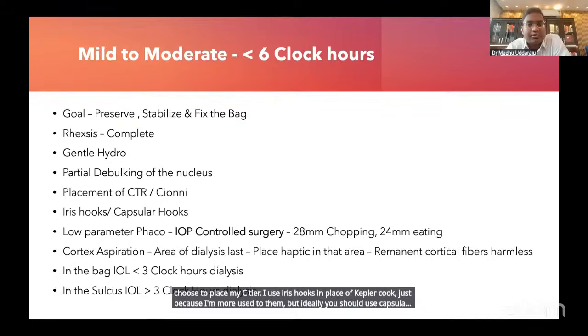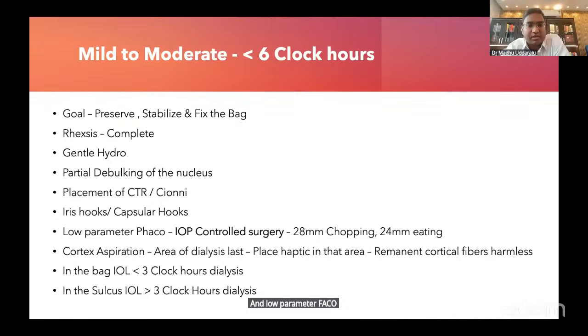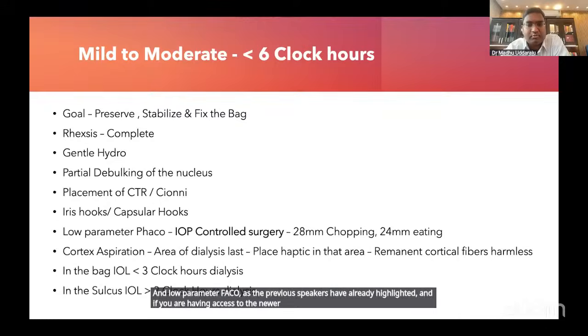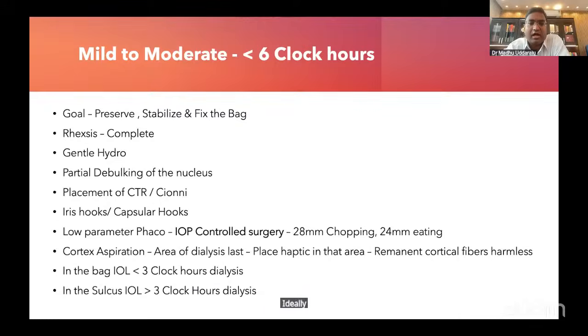And low parameter phaco, as the previous speakers have already highlighted. And if you're having access to the newer generation phaco machines, ideally you can control the IOP also during the surgery. 28 millimeters is what we put during the chopping technique, and you can go as low as 24 millimeters while you're eating away those pieces to maintain a very stable bag and prevent further damage in these cases.